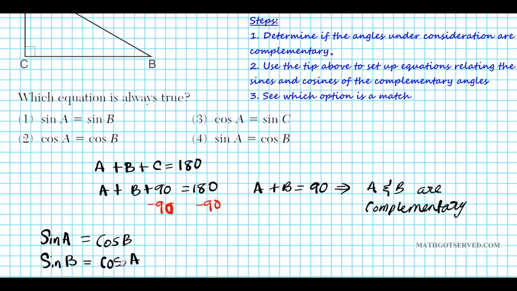All right, this is an identity you'll be learning when you take trigonometry in the future. So let's just keep it simple and use this format. All right, so let's see which one says sine A equals cosine B. Oh, we have a match. Option number 4. That's your correct answer.